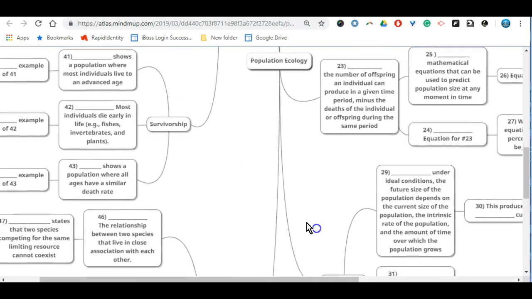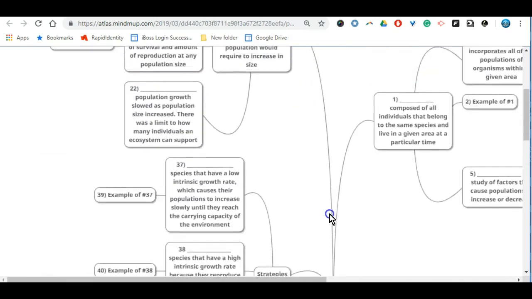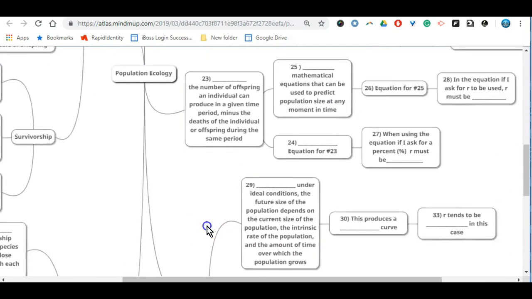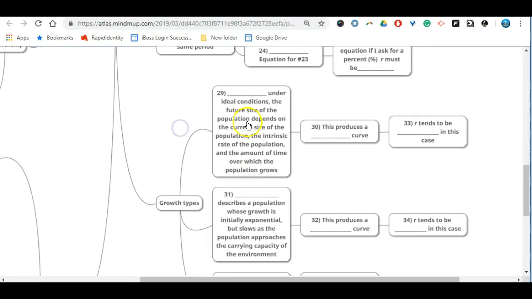All right, moving on to number 24, if I can find it somewhere around here. Well, I'll just branch off. Oh, here we go, number 29. So under ideal conditions, basically unlimited food, water, you're going to have exponential growth. This is going to create a J-shaped curve. R tends to be very high in this case because, again, you're growing exponentially, meaning R, your reproductive rate or your reproductive percent, is really high because you're growing very quickly.